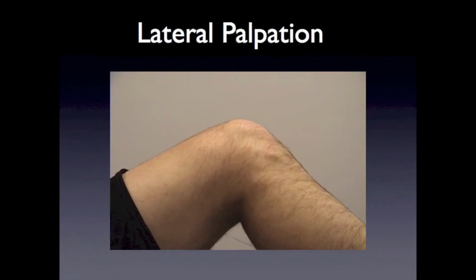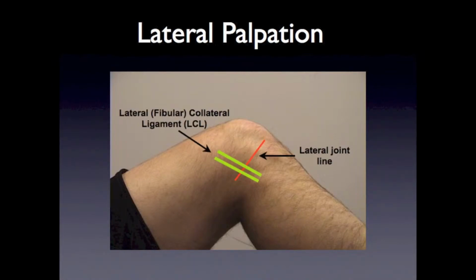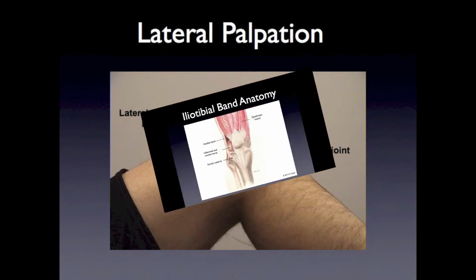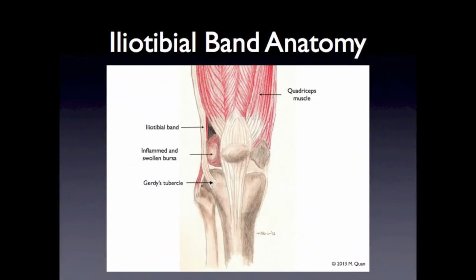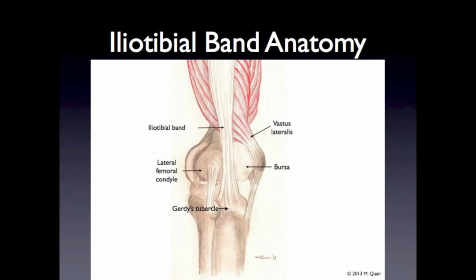On the lateral knee, palpate along the lateral joint line and over the lateral or fibular collateral ligament. In addition, there is the iliotibial band, which is a fibrous band that originates at the hip and runs down the lateral aspect of the thigh. It inserts on the lateral proximal tibia at Gerdy's tubercle. With iliotibial band friction syndrome, patients can have tenderness all along the IT band and at its insertion.